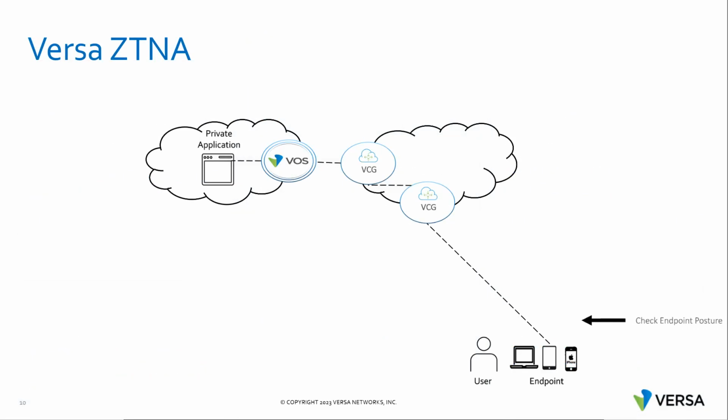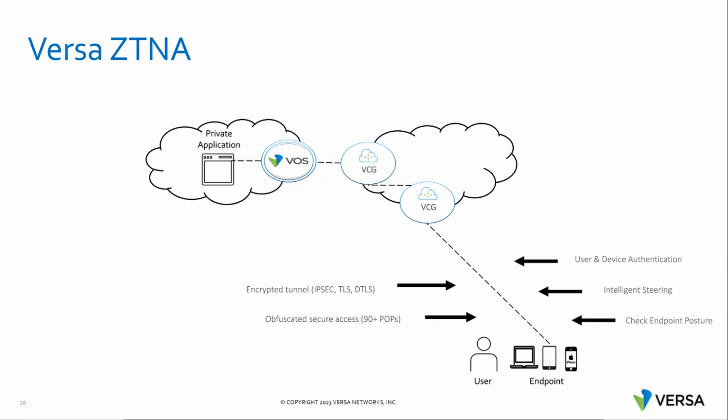So this is how we make it happen. First, we check the endpoint posture. Then we obfuscate the secure access, right? So even the user doesn't know, beyond the point from VCG or Versa Cloud Gateway, how they are going to access, because this is obfuscated. So that is an additional layer of security we create. And then internally, as I talked about, we do intelligent steering. We encrypt the tunnel, so all the data is protected, whichever way you want to go, IPsec, TLS, DTLS. And then we authenticate the user at the cloud gateway.